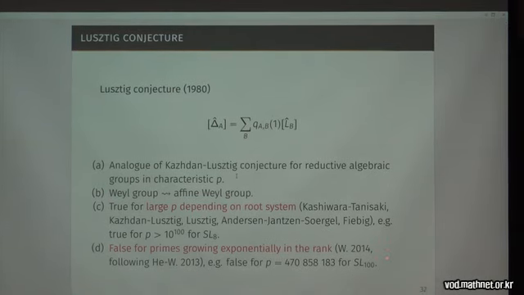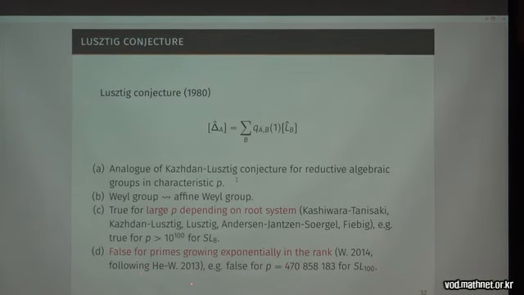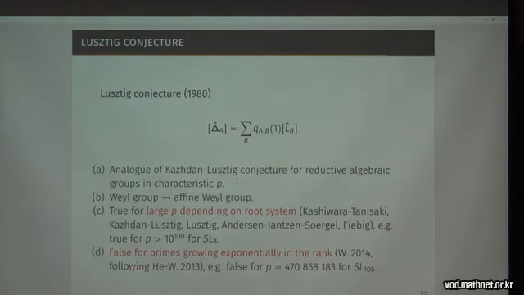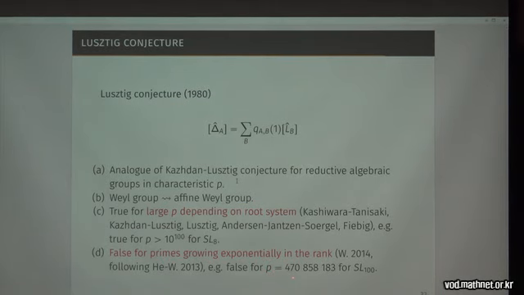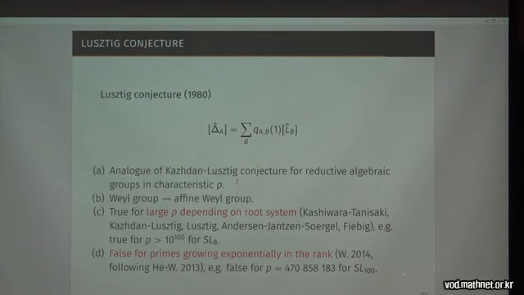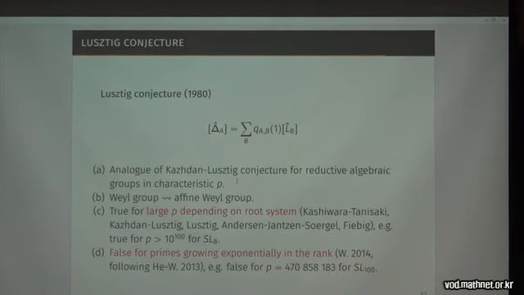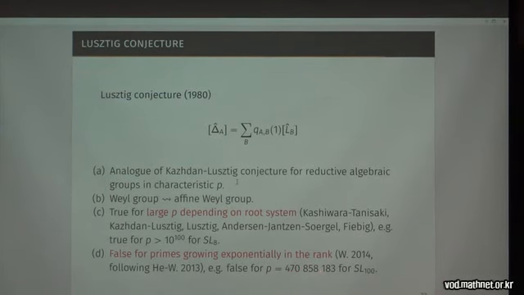And what I showed in 2014, building on work with Schuhacher, is that it's false for primes growing exponentially in the rank. So, for example, it's false for p equals 470 million for SL100. Kind of crazy. So we expected that this is true for p bigger than 100, but actually it's false for this prime. And it's also false for all primes below this prime.